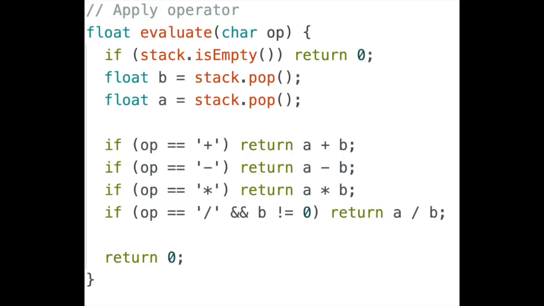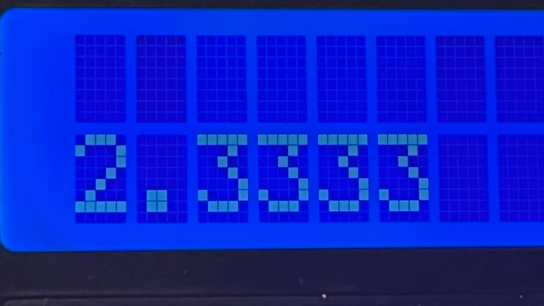The evaluate function supports all basic arithmetic: addition, subtraction, multiplication, and division. It checks for divide by zero errors and only performs an operation if the stack has enough values. The LCD shows two things: the current number being entered and the top of the stack after an evaluation. The result is formatted to 4 decimal places, providing clean and accurate feedback after each operation.